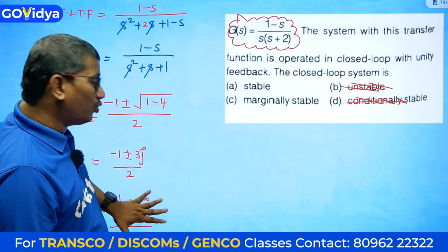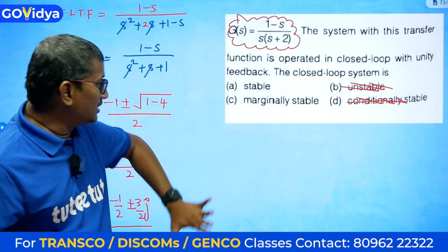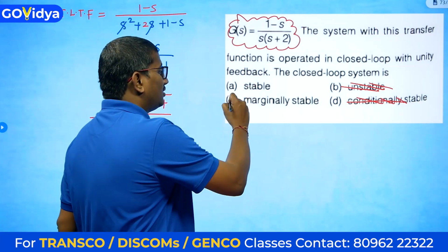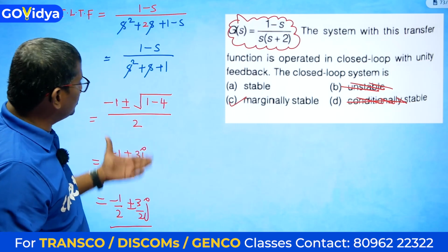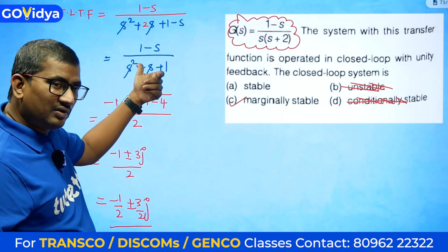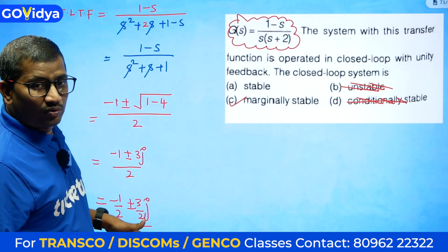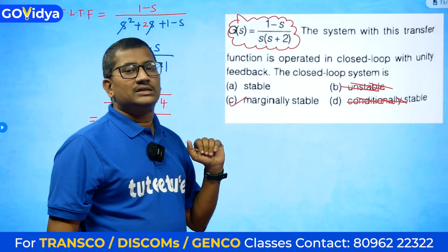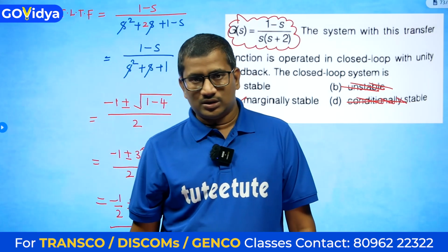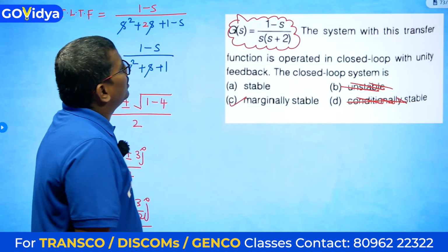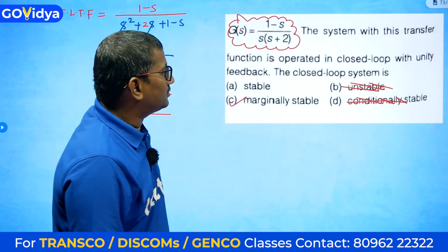Suppose if the roots which you are getting are real roots, we can say stable. So as of now, this is what? Marginally stable. Because the roots of this characteristic equation are giving what? Imaginary roots. So because of this, we can say the system is marginally stable. Okay. Now, let us see another question.